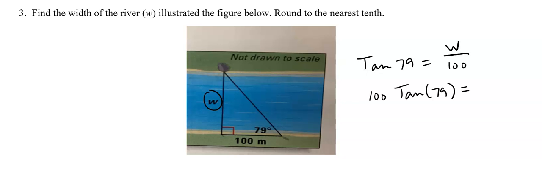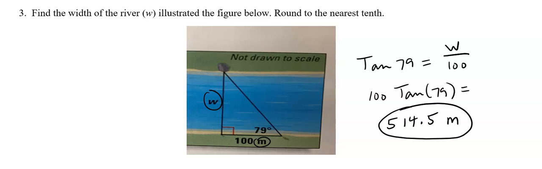And now I can go to my calculator and type that in, 110, and then 79 in parentheses. And this is to the nearest tenth. Again, this is going to be in feet. I'm sorry, meters. Just notice that. So it's going to be 514.5 meters to the nearest tenth.